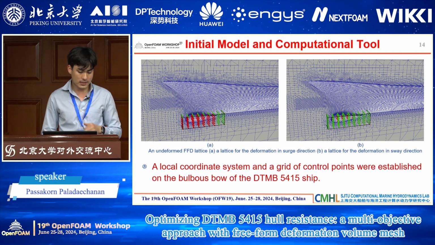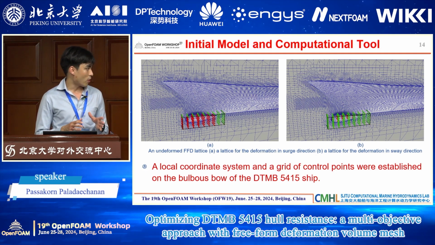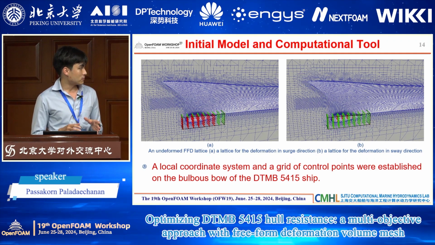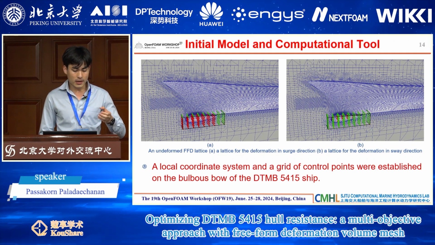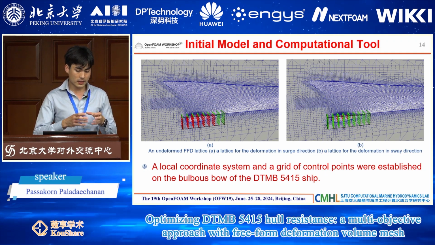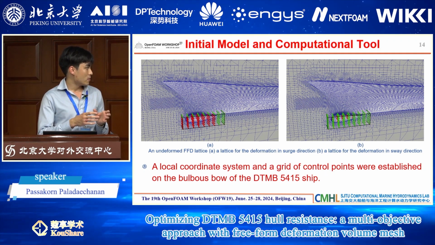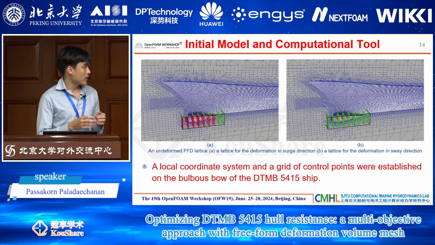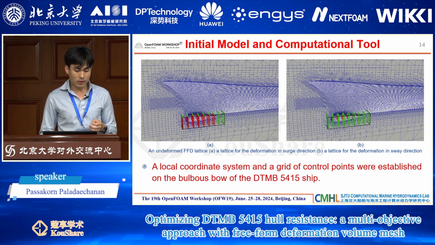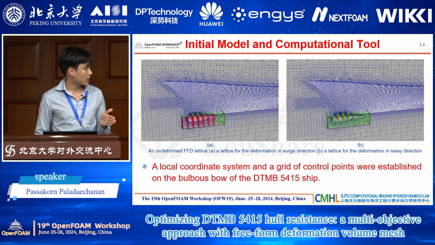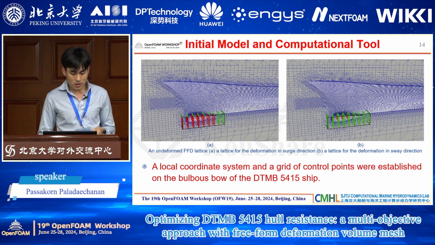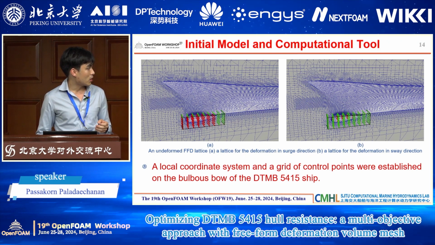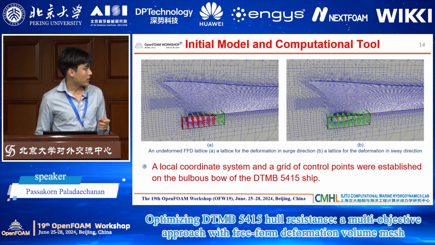After that, we place the free-form deformation lattice onto the bulbous bow of the DTMB mesh volume. After we get the volume mesh of the DTMB, we place the deformation lattice onto the bulbous bow, and then we deform the mesh directly. For this study, we deform into 20 samples in surge direction and in sway direction.